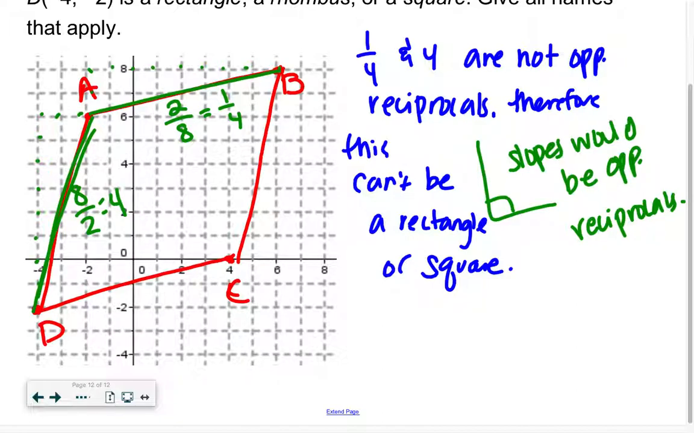Okay? You guys have 14 minutes to work on your 7.4 worksheet. Okay? It's kind of long.